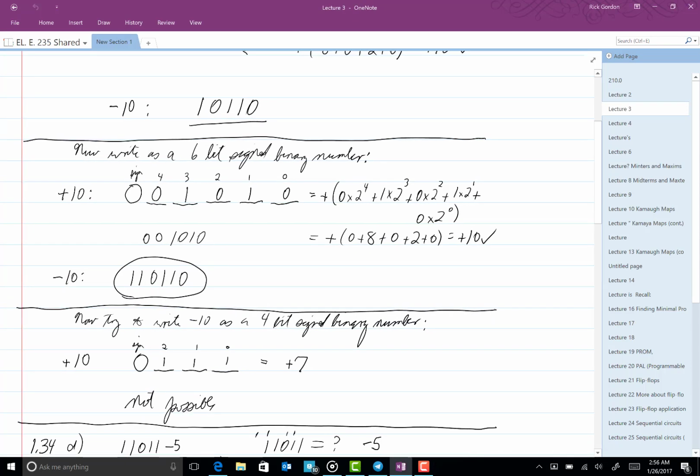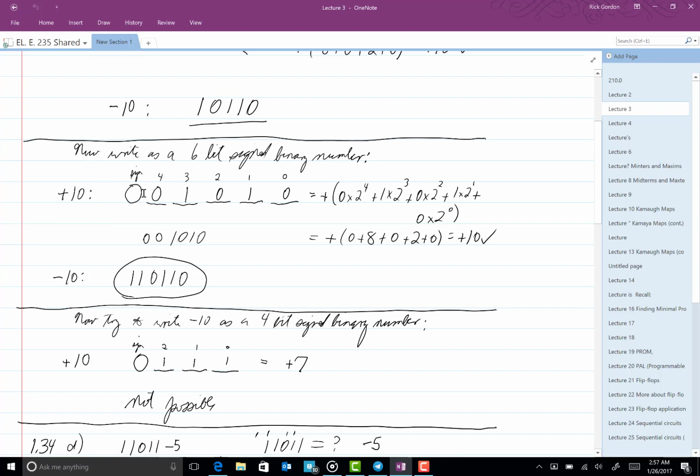Now, suppose that we wanted to write negative 10 as a 6-bit signed binary number in 2's complement representation. Well, once again, since this is a negative number that we want to write in 2's complement representation, my advice to you is to start by looking at the positive form of that number, getting it in the desired form, and then taking the 2's complement. So let's do that. Here we want to first write positive 10 as a 6-bit signed binary number.